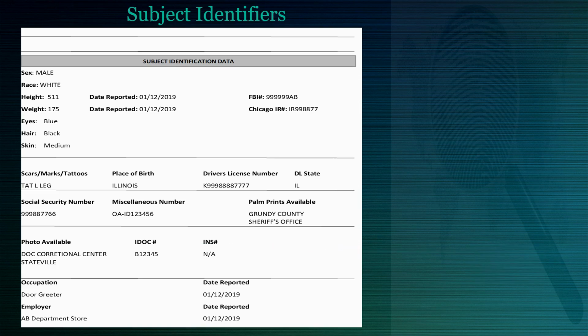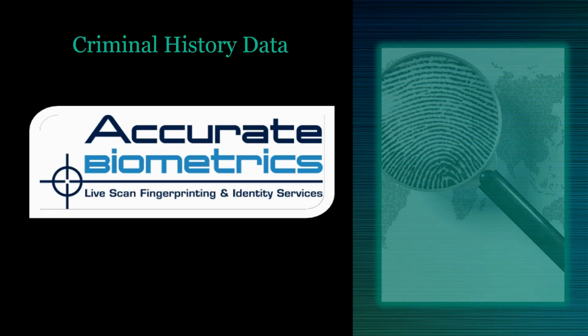Adjacent to the IDOC field is the INS number field, or Immigration and Naturalization Number. This field may or may not contain the Immigration and Naturalization Number if captured and reported at the time of arrest. The last two fields in the identifier section are the subject's occupation and employer, along with the date reported, as employers can change.